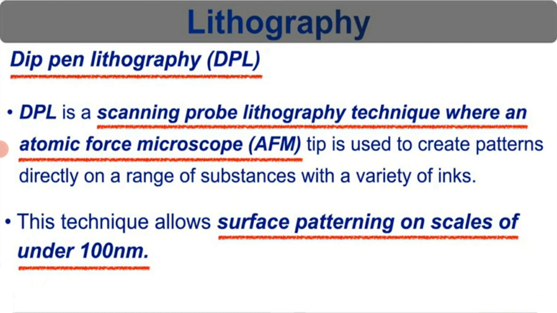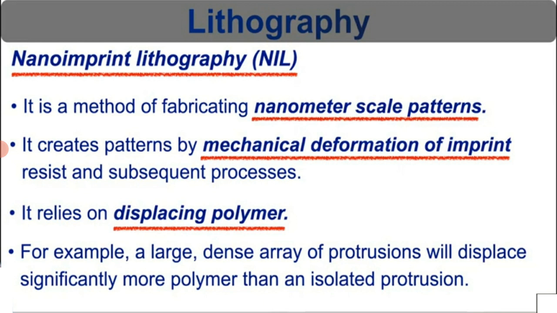Next, dip pen lithography. Dip pen lithography is a scanning probe lithography technique via an atomic force microscope. The tip is used to create patterns directly on a range of substances with a variety of inks. Next, nanoimprint lithography. In this technique, displacing polymers, it creates patterns by mechanical deformation of imprint resist and subsequent processes. It is a method of fabricating nanometer scale patterns.